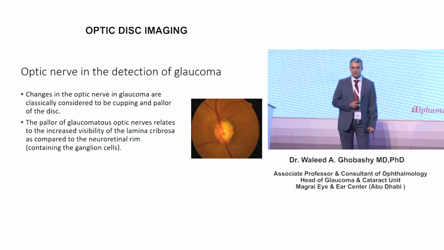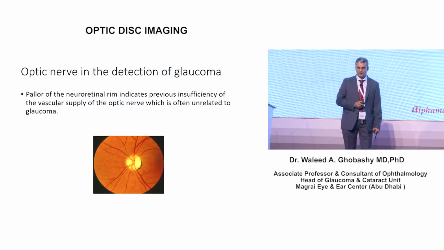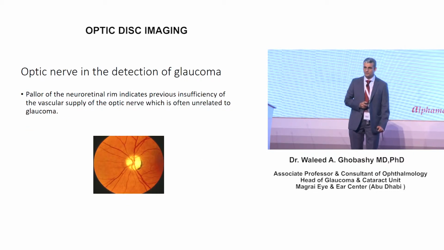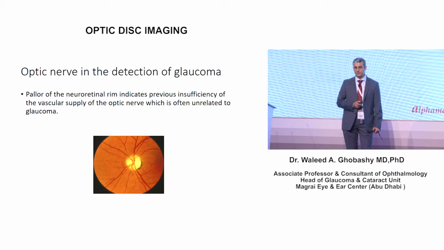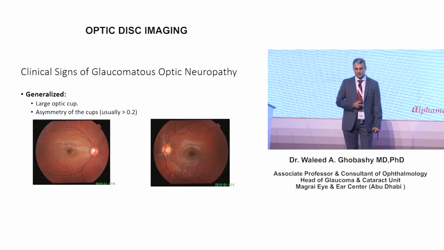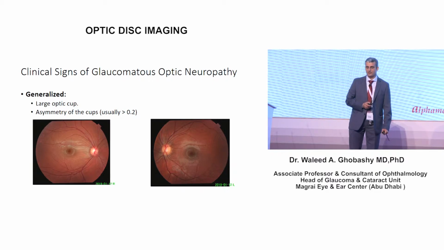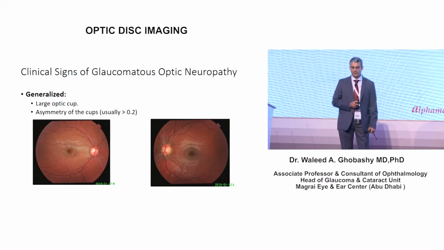The pallor of a glaucomatous optic nerve is usually related to the increased visibility of the lamina cribrosa, while pallor of the neuroretinal rim is usually related to vascular insufficiency. There are some clinical signs we can detect in photography of the glaucomatous optic nerve. Some are generalized, some focal, and some less specific. The generalized signs include the large optic cup.